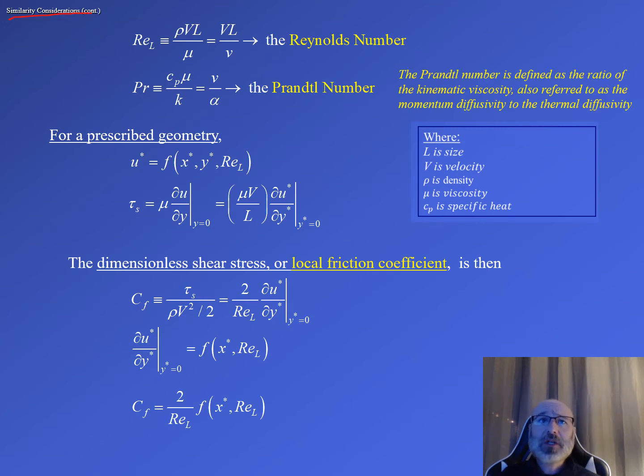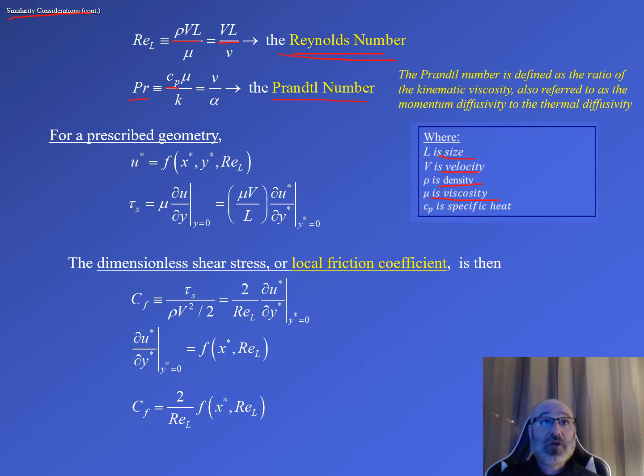I want to take a look at our Reynolds number and our Prandtl number. So for our Reynolds number, we can see we have this ratio here of our rho VL over mu, where our rho is our density, our V is our velocity, our L is the size, and our mu is our viscosity. We can reduce this down and simplify to this relationship here, and this is what's known as our Reynolds number.